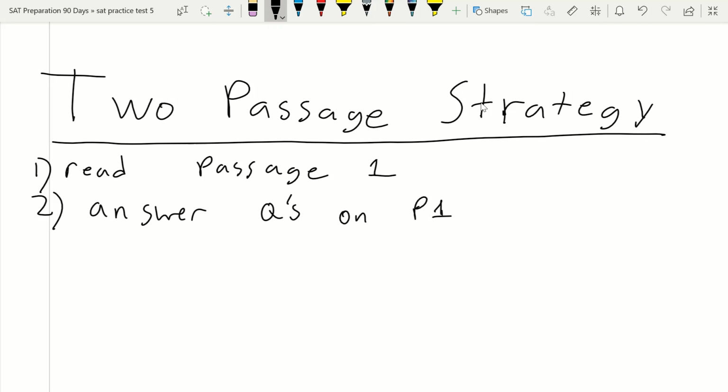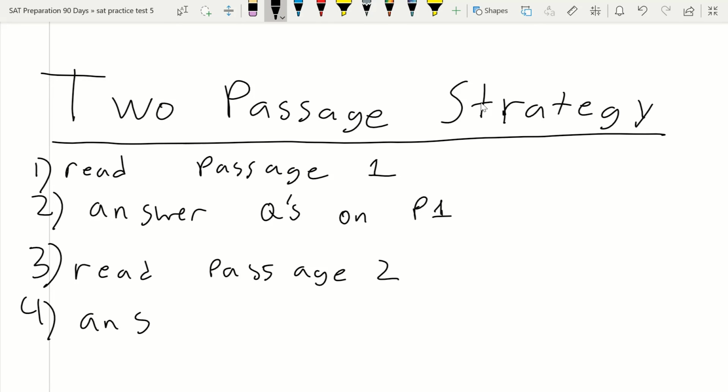Now after I answer the questions on passage 1, I'll reach a point where it asks me something about passage 2. Once I reach that first question asking me about passage 2, at that point I don't answer it quite yet. I go and I read passage 2. So I'll go back and read passage 2. Now after I read passage 2, I'll answer the questions that are only about passage 2. So only on passage 2.